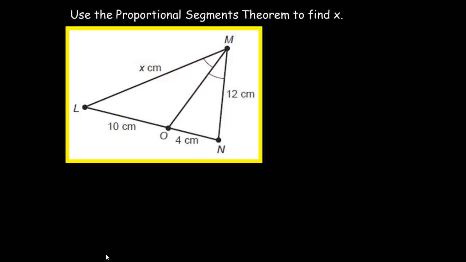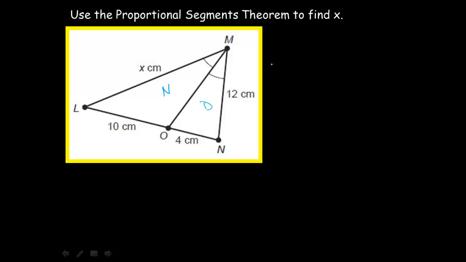Okay, let's do another example. This one is using the Proportional Segments Theorem to find x, which says if I've gone through and used this angle bisector and created these two triangles, I'm still using the same similarities, okay? Now, we don't know exactly which ones to use in the numerator and denominator on this one. So let's just use this first one here. Let's call it my numerator. We'll call this triangle my denominator.